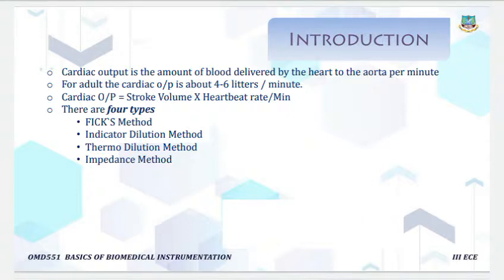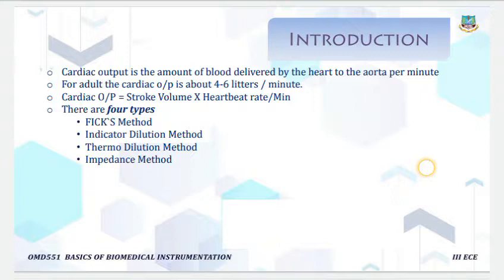Normally for a healthy adult, the cardiac output is about 4 to 6 liters per minute. In 1 minute, 4 to 6 liters of blood is delivered from the heart to the aorta. Next, cardiac output is the stroke volume times the heartbeat rate per minute.